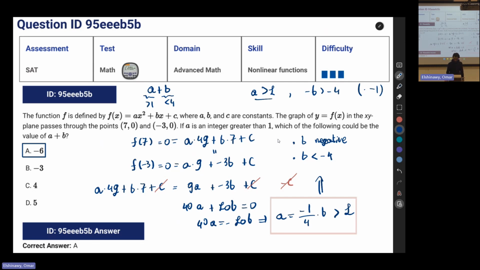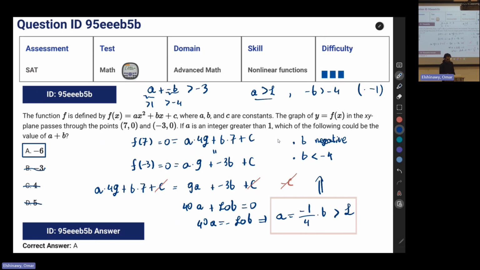Then if I just add these two, if I add the negative quantity, it would be greater than -4. Then if I add these two, it should be greater than -3. You have a number that's greater than -4 and a number that's greater than 1. Then their sum should be a number that's greater than -3. So that's why that's not the answer.